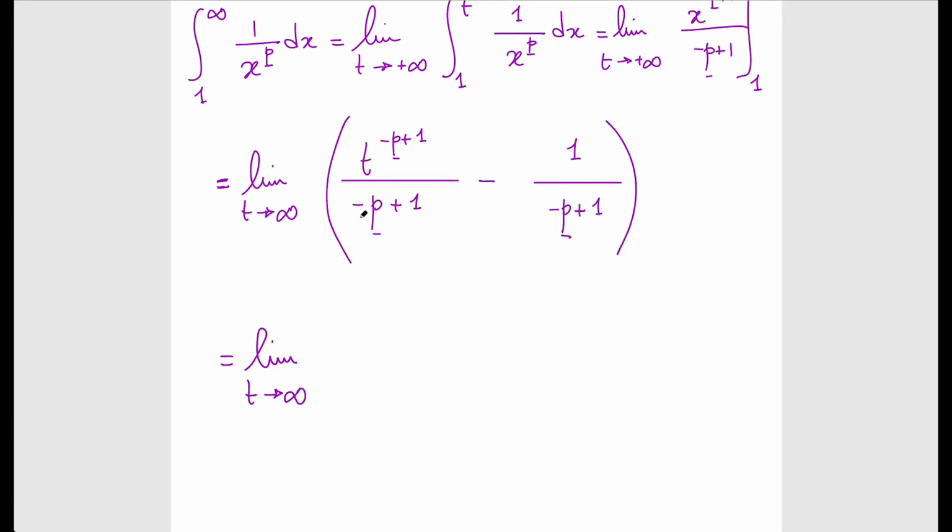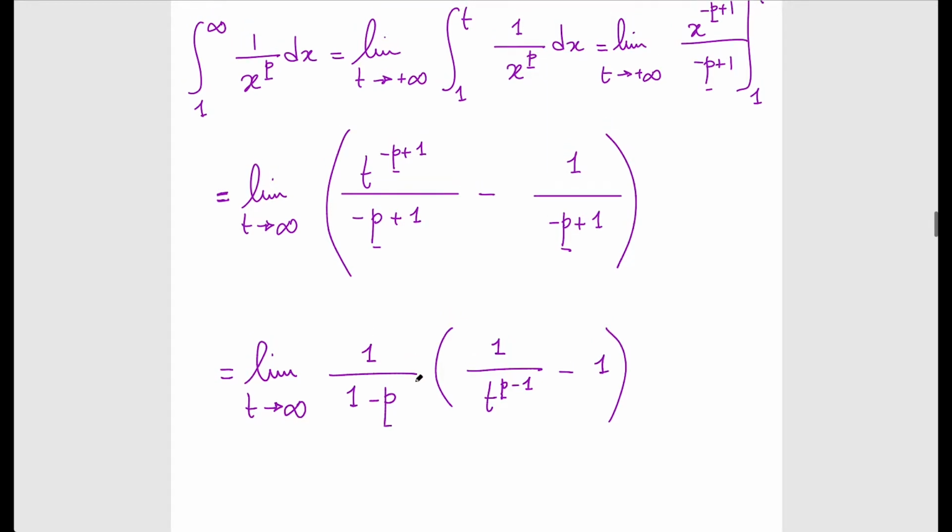You can factor out that 1 over minus p plus 1. Minus p plus 1 is 1 minus p, the same thing. And t to the power minus p plus 1 is the same as 1 divided by t to the power p minus 1, sorry. If you want to bring that down, you take the opposite of that exponent, which means p minus 1, right? Alright, so in our context, p is different than 1, right?